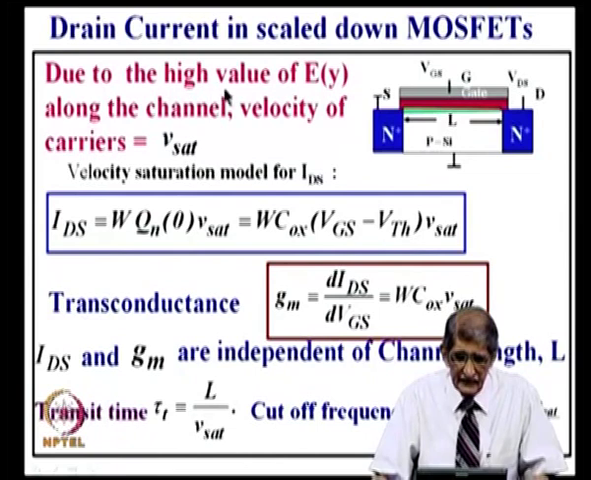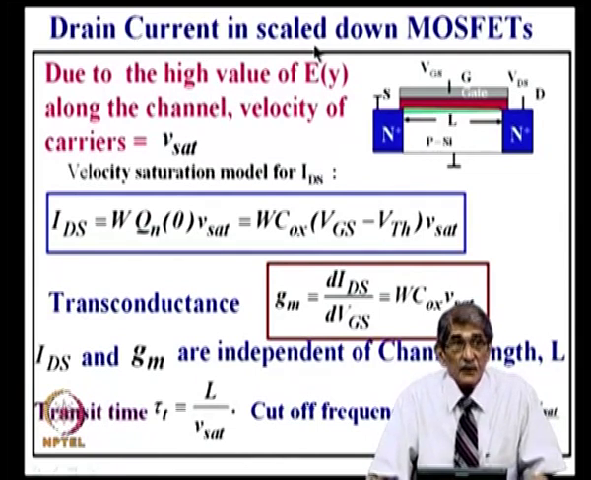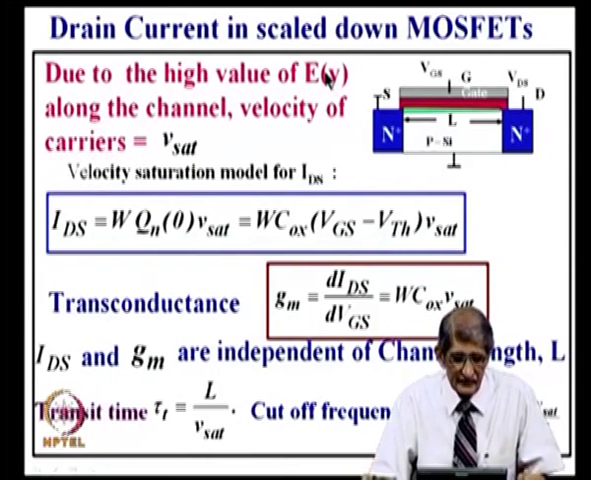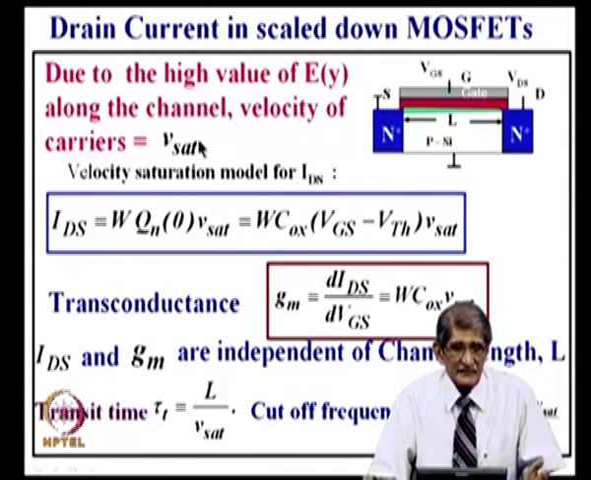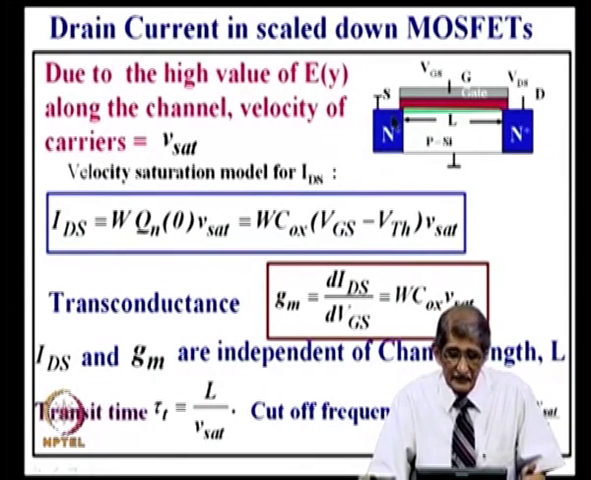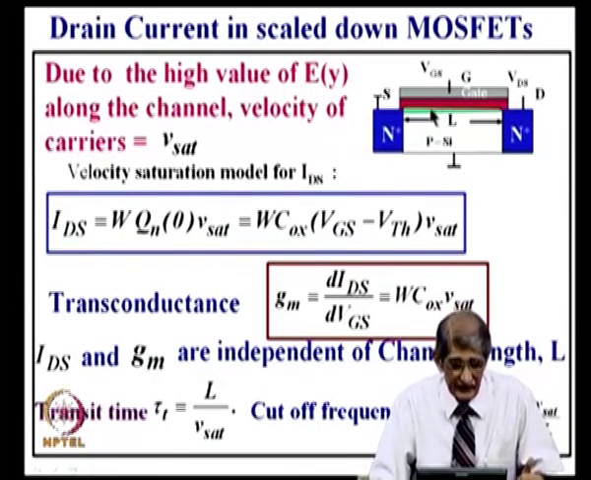Now, let us take a look at the drain current in the scaled down MOSFETs, that is short channel lengths, everything reduced in size. Due to the high value of electric field in the y direction, that is along the channel length, the velocity of carriers will be the saturation velocity. We have assumed that the electric field is very high everywhere, that means velocity saturation will be there everywhere.